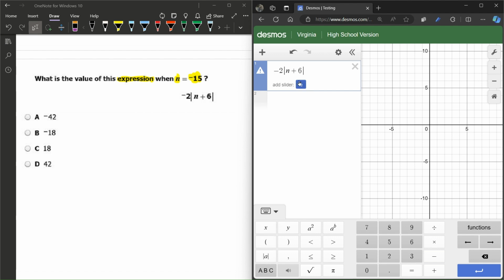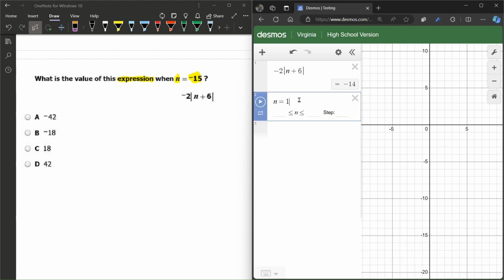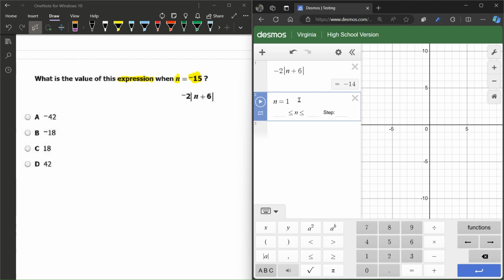When we add the slider to n, we're going to type in the actual number that they gave us. What happens when n equals negative 15? So they plug in negative 15 for n, and it spits out negative 18. So in this case, my answer is B.